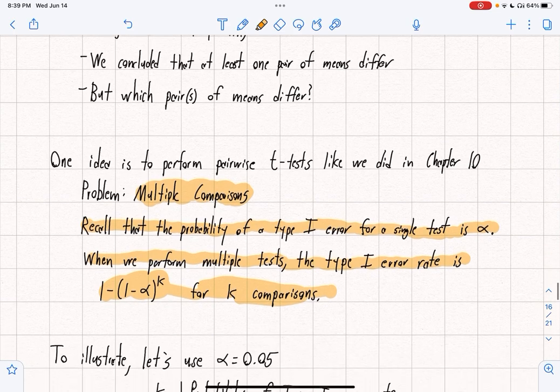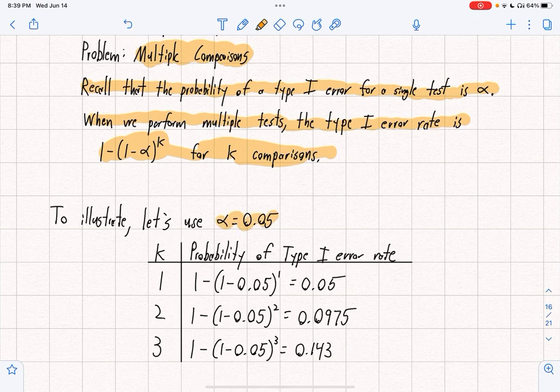So let's illustrate this. Let's just use alpha equal to 0.05. With k equal to 1, this would be chapter 10, just one comparison. We would have 1 minus (1 minus alpha) to the k, where k here is just 1, and you would get 0.05, which is what we've done all along. That makes sense to us. We have our normal error rate. But now let's say we're doing two comparisons. Well, now we would have 1 minus 0.95 squared, and you actually get 0.0975, which is not 0.05. We can see our type 1 error rate increased.